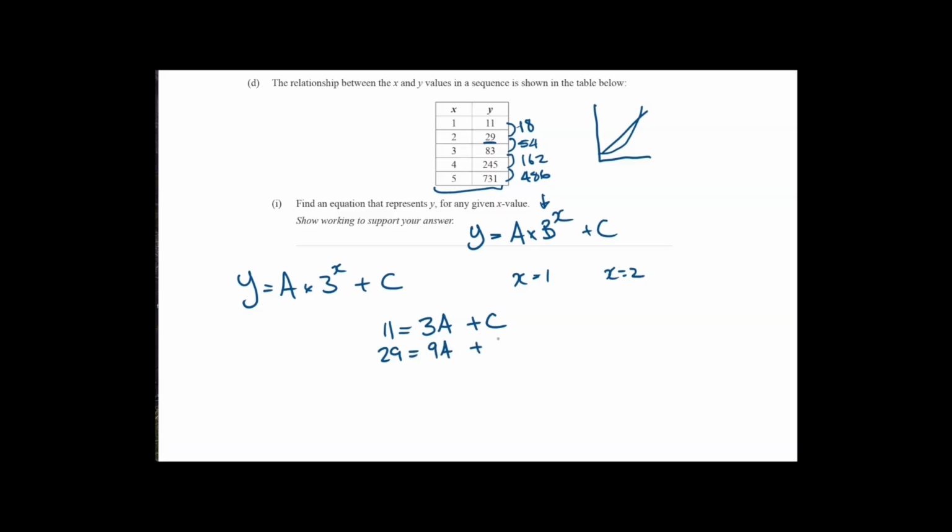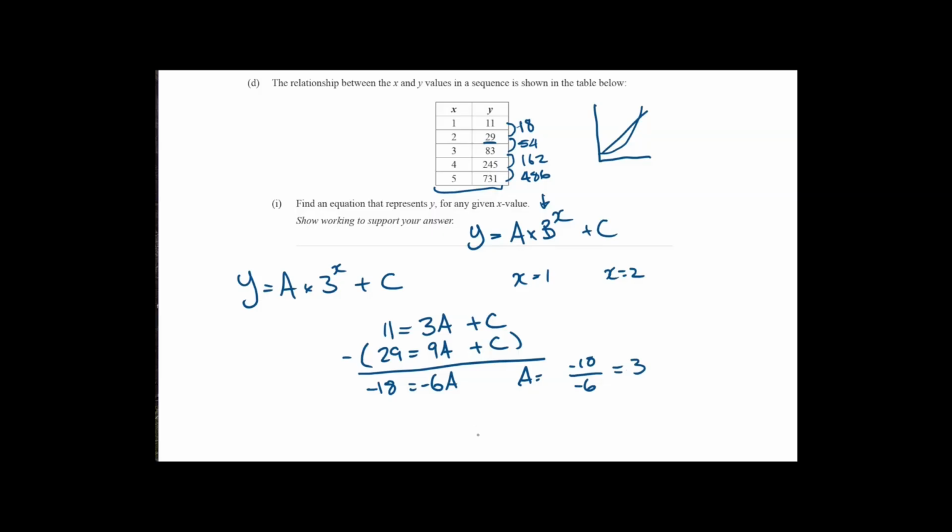So 9a plus c. And now we have just a system of simultaneous equations, and we can subtract one from the other. So 11 minus 29 is minus 18. 3a minus 9a is minus 6a, and c minus c is no c's. So now a is going to be negative 18 divided by negative 6, which is 3 itself. So a is going to be 3 itself, which is going to be interesting.